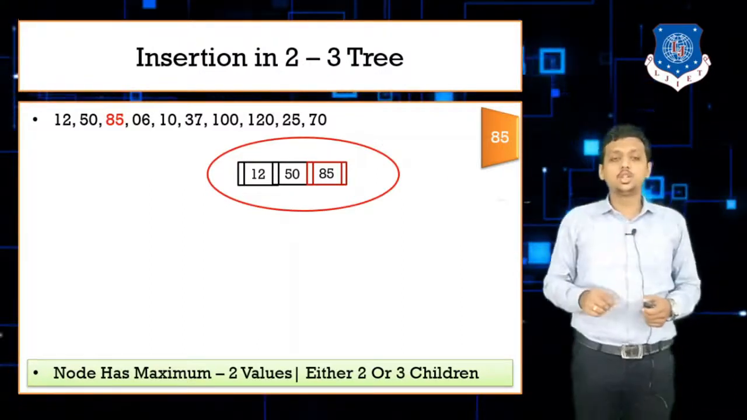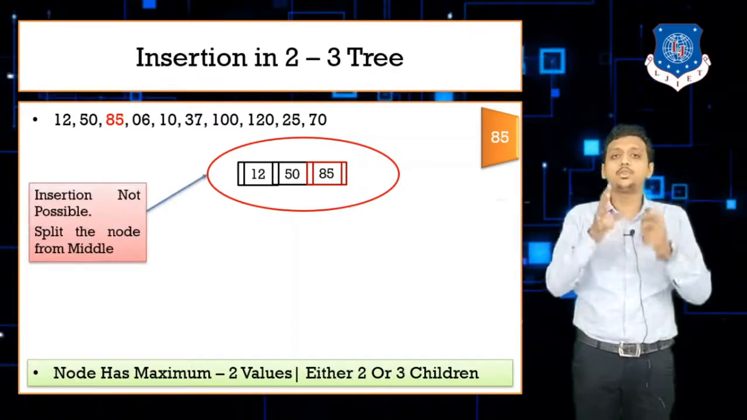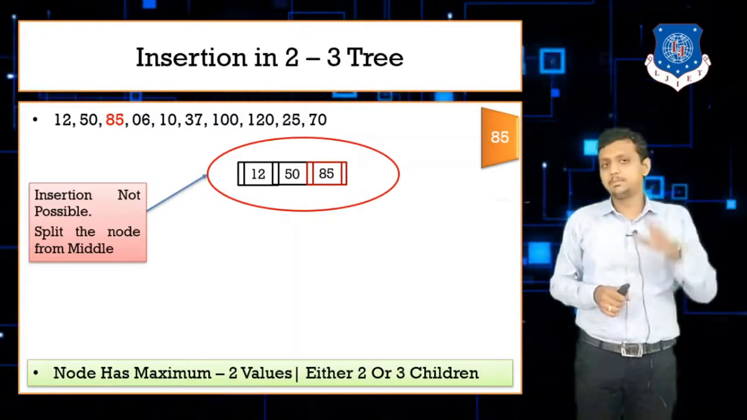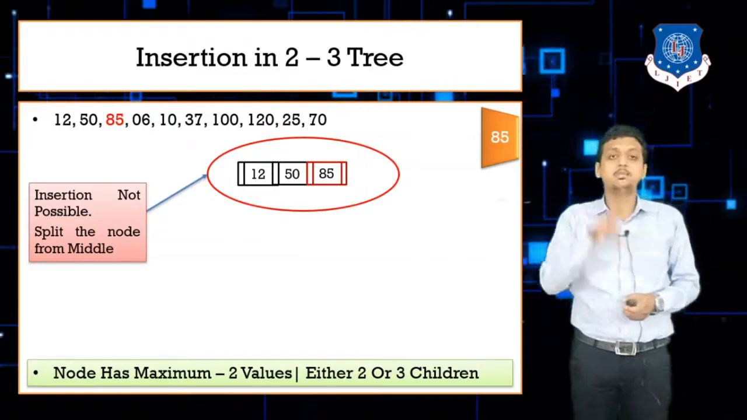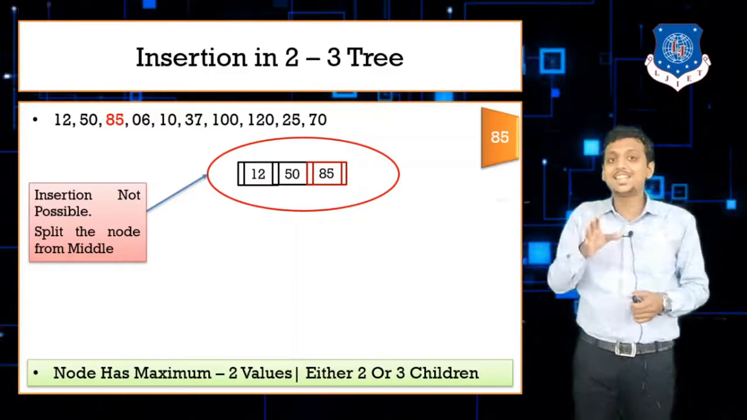Fine. So what I need to do is just split it from the middle term. See, in our B-tree insertion examples, maybe you have seen the example of order 4. At that time, you insert a maximum of 3 values, so you can easily get the middle term.